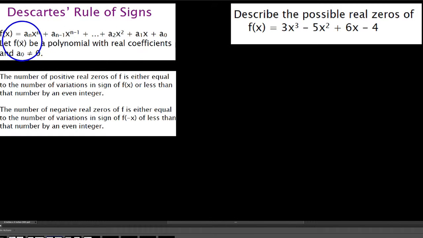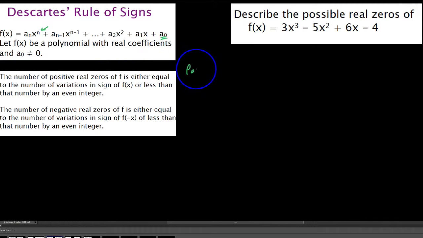So it says f of x equals some a sub n x to the n, an nth degree polynomial, all the way down to its constant term here. It says let f of x be a polynomial with real coefficients such that your leading coefficient is not 0 and your constant term is not 0. Then the number of positive real zeros of f is either equal to the number of variations in sign in your original function or less than that by an even integer. Okay, so let's take a moment to let this sink in.